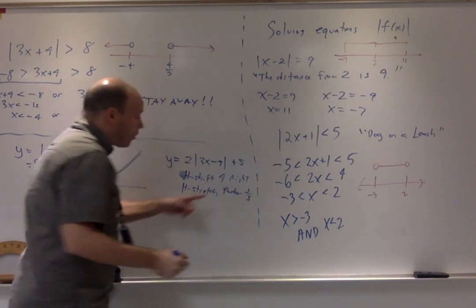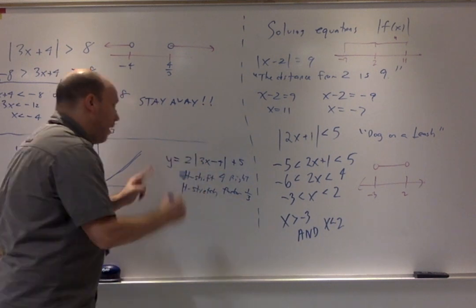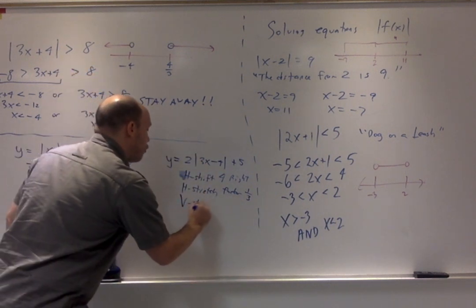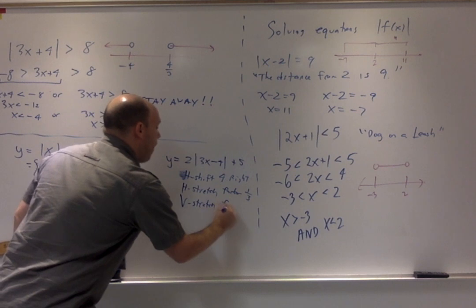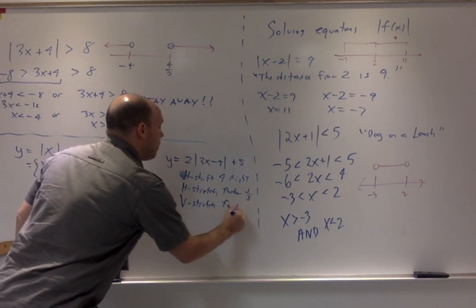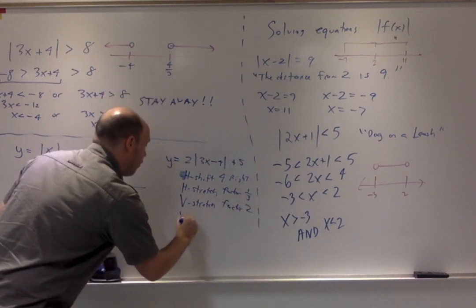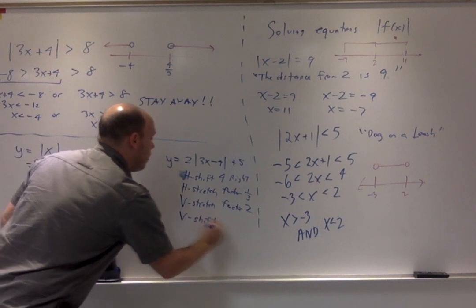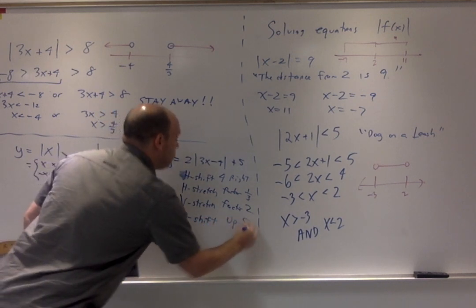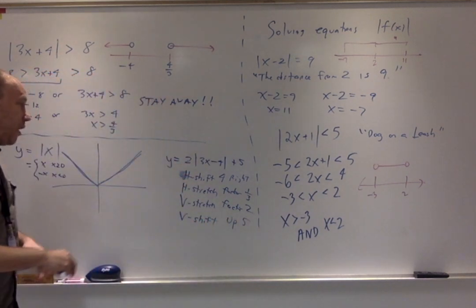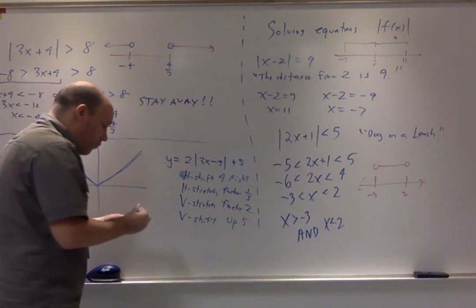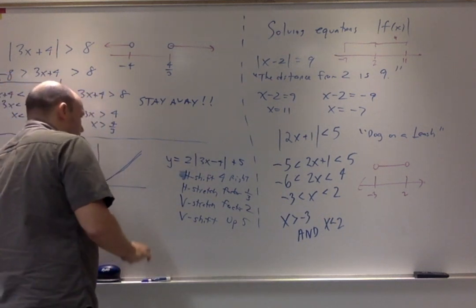1/3. Remember, that's the weird one. Then I see a vertical stretch by a factor of 2. And then I see a vertical shift up 5. So you can see here in G, we can kind of draw it ourselves. All right? We can draw this ourselves.